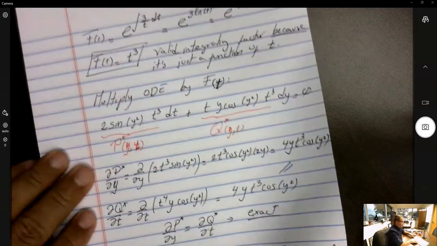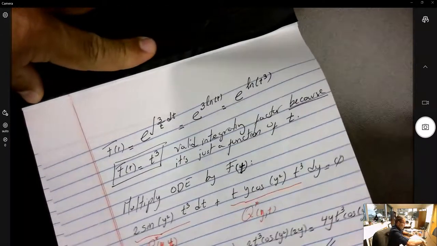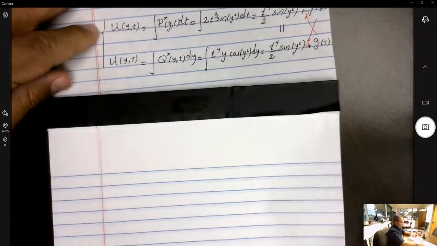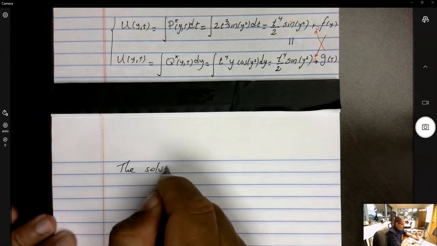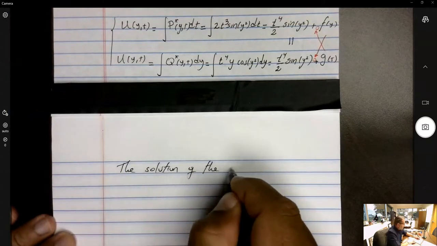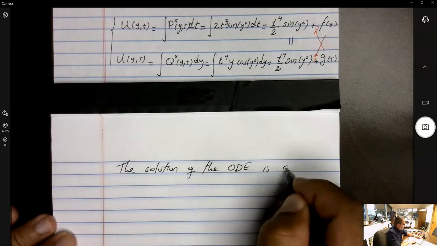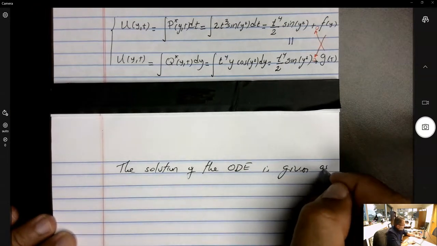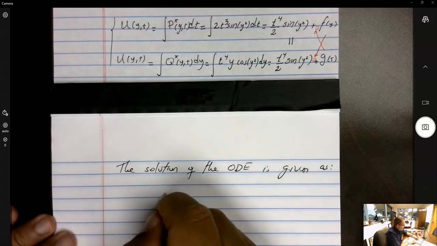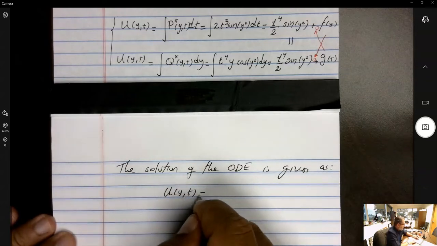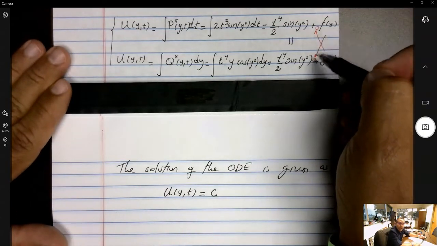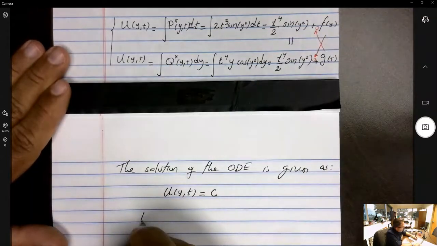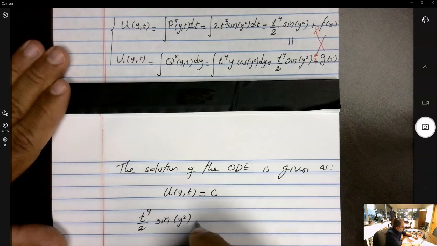So, continue here. The solution of the ODE is given as u of y and t is equal to a constant. So I take that function of y and t that I just found, including any constants of integration, t to the 4 divided by 2 times the sine of y squared is equal to a constant.